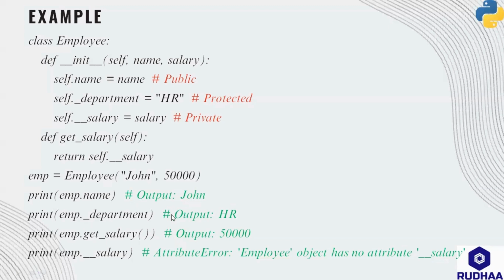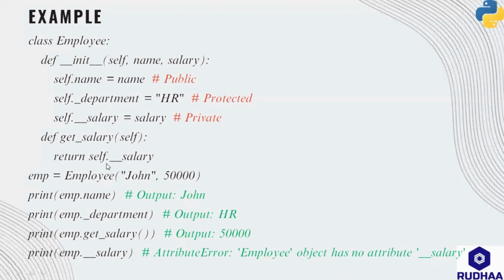that means it's a protected attribute. Here we are using double underscore. So we cannot access this salary outside of the class, and it will lead to an error called attribute error. Employee object has no attribute salary.